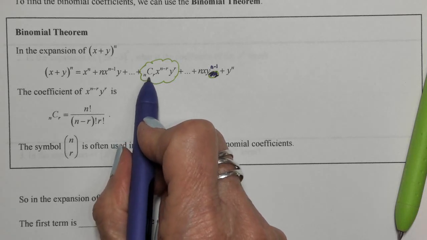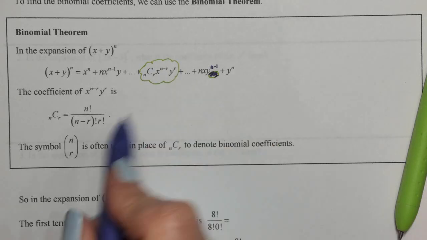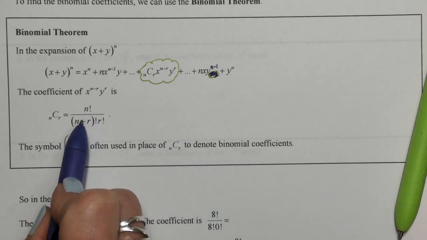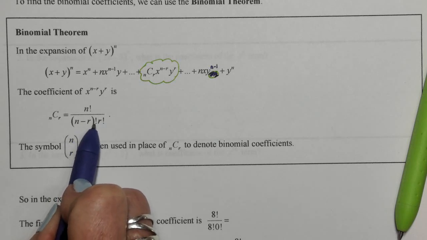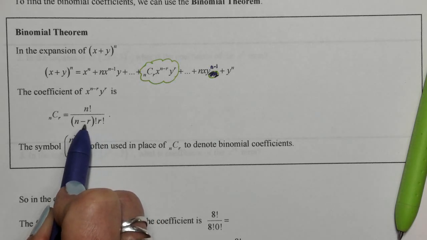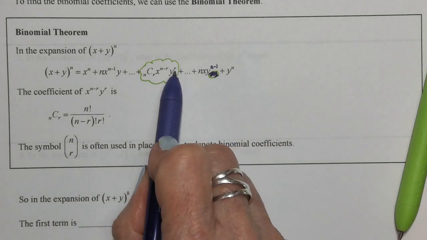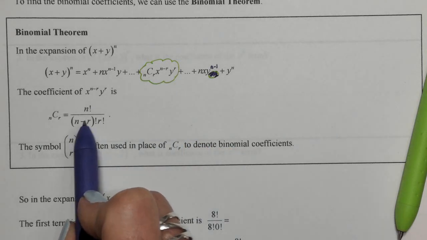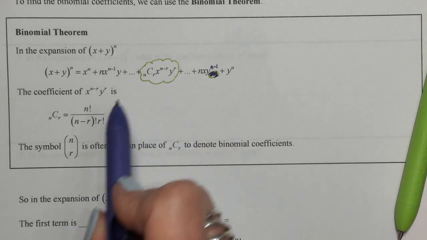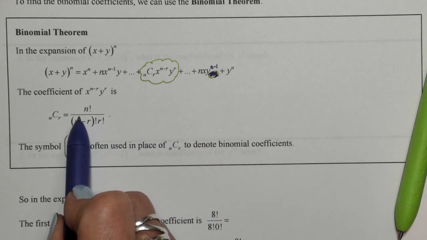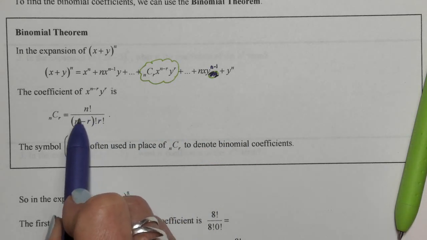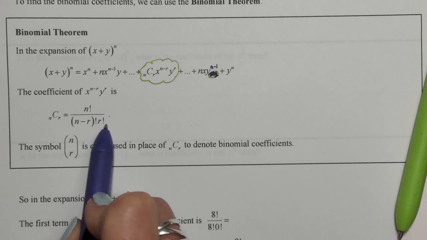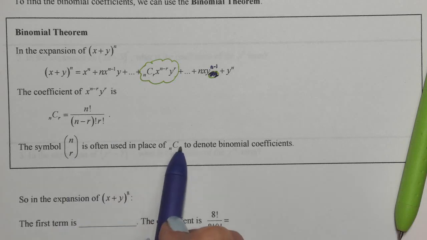All right? The coefficient of any term is n factorial divided by (n minus r) factorial times r factorial, where r is the exponent on the y. n minus r then would be the exponent on the x. So n factorial divided by the x exponent factorial times the y exponent factorial. Sometimes we use this symbol instead of this notation.